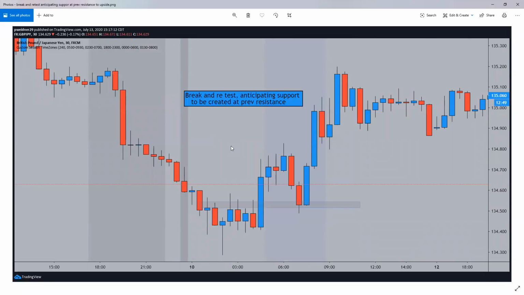And then a break and a retest. A lot of people do breaks and retests for their trades. So this zone could have really been marked anywhere. I just marked it where it all kind of lined up. You would have figured it out after it happened.